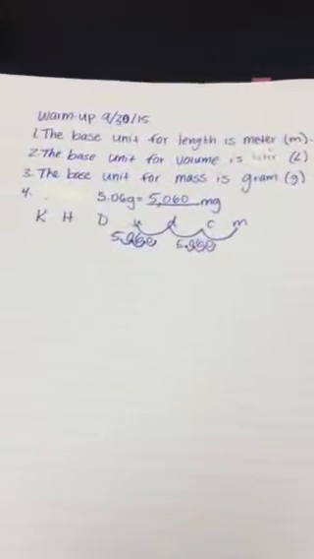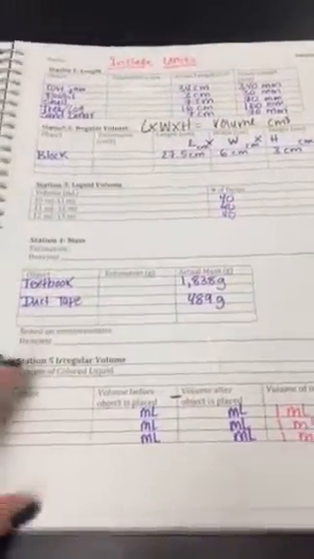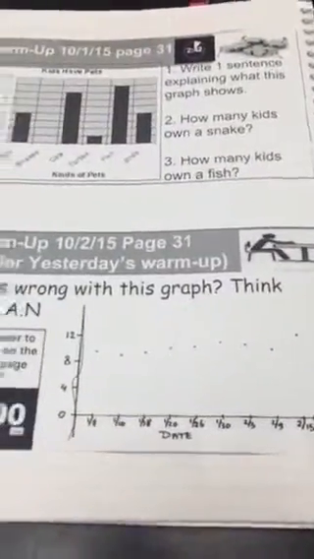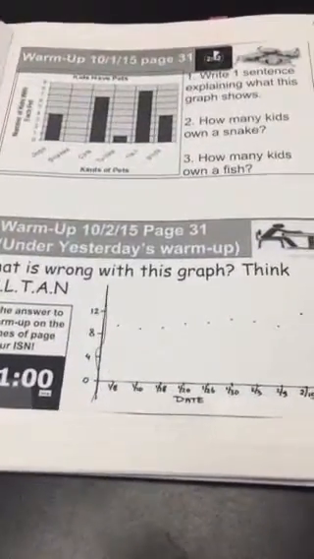On page 29 was a warm-up from September 30th about conversions and metric units. And on page 30 was our metric stations lab, where we went around to the 9 stations on the front and the back and practiced measuring in the metric. On page 31 was our bar graph and line graph practice using Sultan, and also both Sultan warm-ups from the October 1st and October 2nd warm-ups. Across from that on page 32 was the Sultan notes that we completed in class.